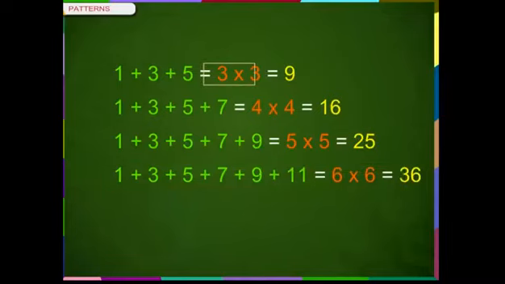The sum of three consecutive odd numbers is 3 into 3, which is 9. The sum of four consecutive odd numbers is 4 into 4, which is 16. The sum of 5 consecutive odd numbers is 5 into 5, which is 25. So, this pattern allows us to write the sum of any number of consecutive odd numbers starting from 1 without actually adding.